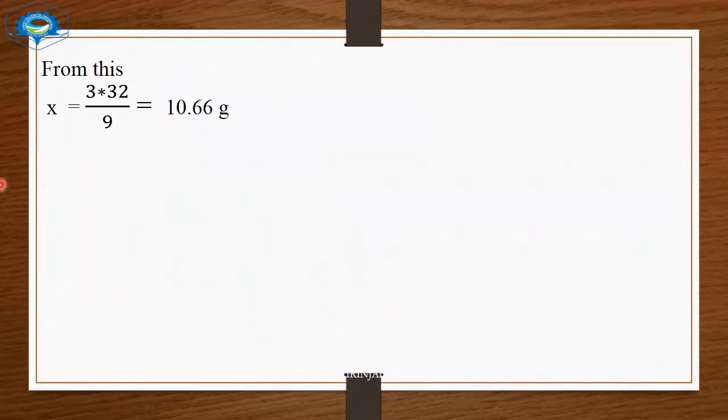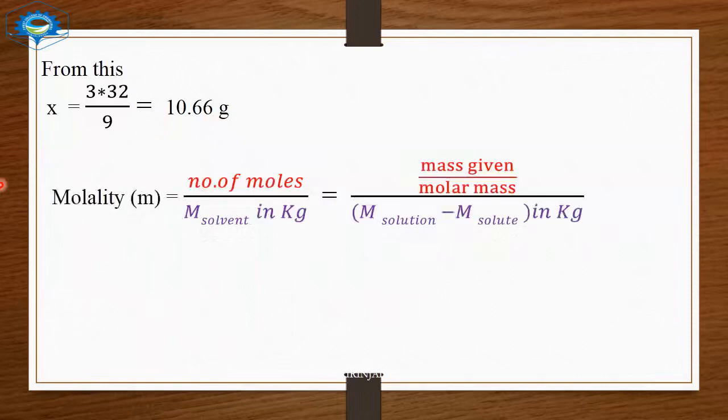Mass given is equal to 10.66. So our question is to calculate molality. From molarity and other values, we found the value of mass given and substitute the value of X or mass given in the equation of molality. What is the equation for molality? Small letter m is equal to number of moles divided by mass of solvent in kilogram. The number of moles we already know: it is equal to mass given divided by molar mass.